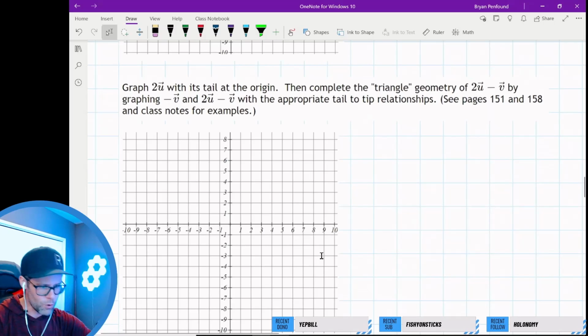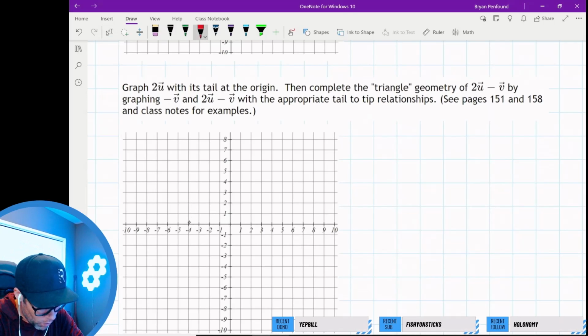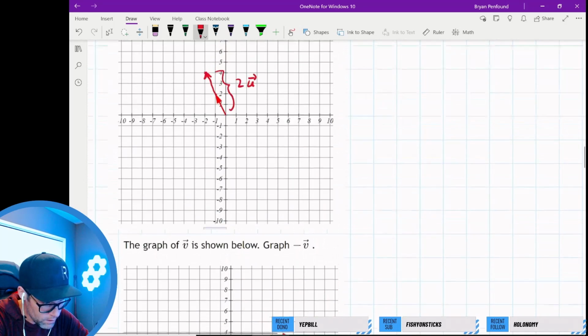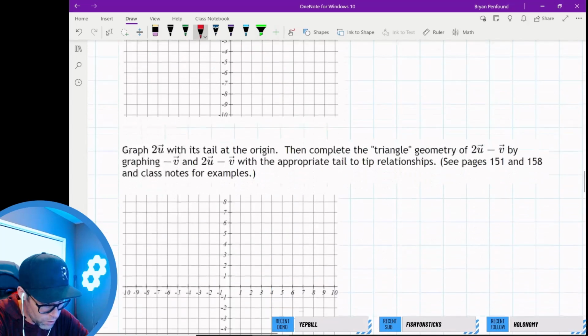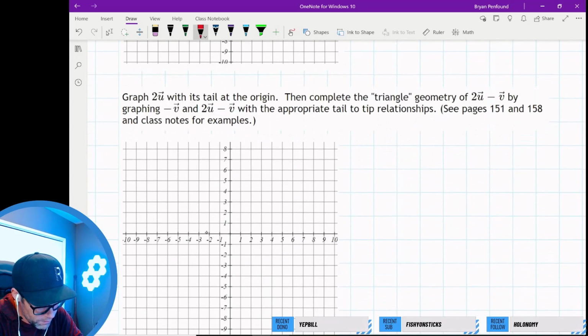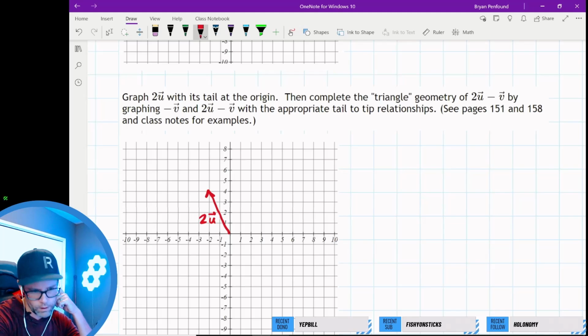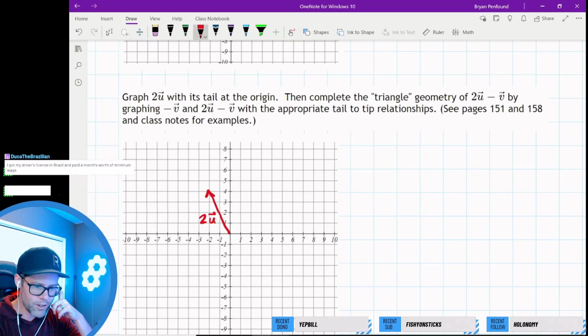Graph 2u with its tail at the origin. I believe that was negative 4. Was it negative 4? No. It was negative 2 and positive 4. So negative 2 and positive 4. So this is 2u. Then complete the triangle.